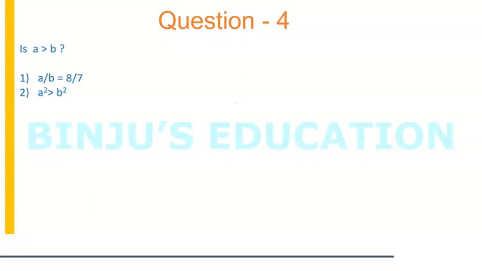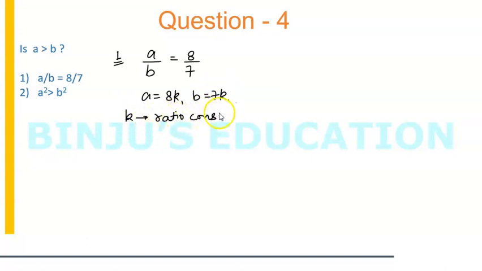It says, is A greater than B? First statement that we have is A by B is equal to 8 by 7. This represents a ratio that when A is equal to 8, B will be 7. So I can say A can be equal to 8k and B can be equal to 7k. What is k? K is a ratio constant.